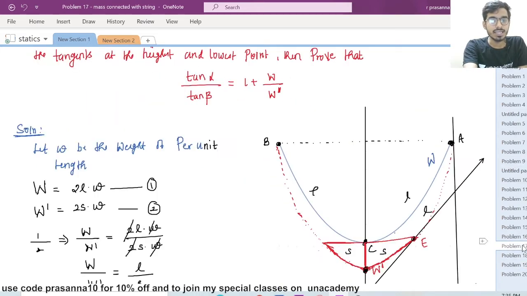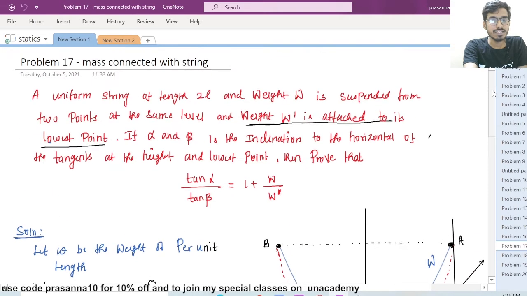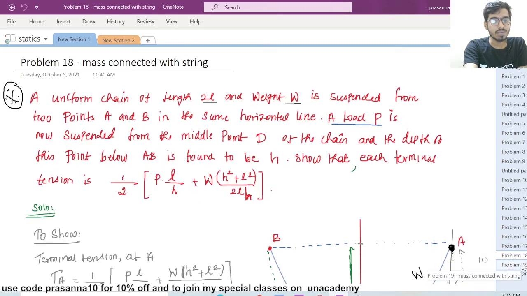In problems 17 and 18, we discussed problems based on a mass connected with a string. We have solved two problems based on this type. Now we are going to start the 19th problem. The 18th problem and 19th problem are similar problems.